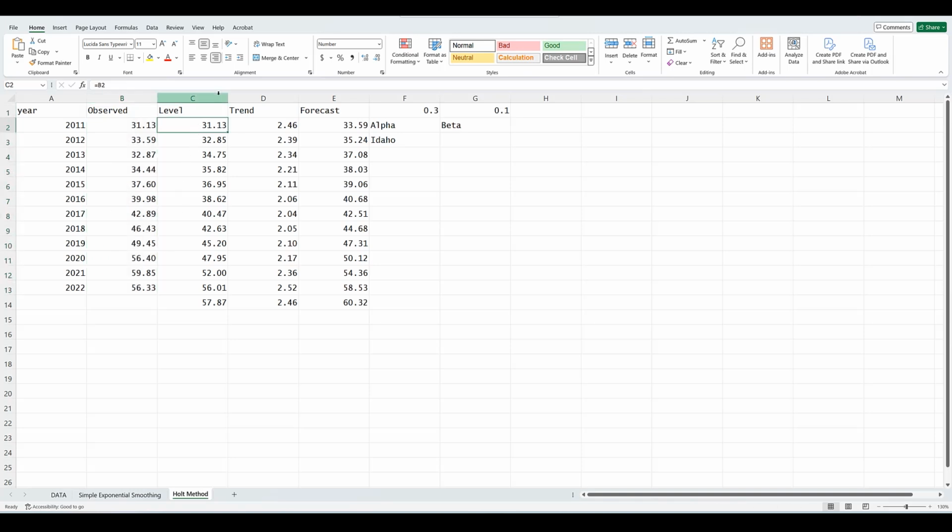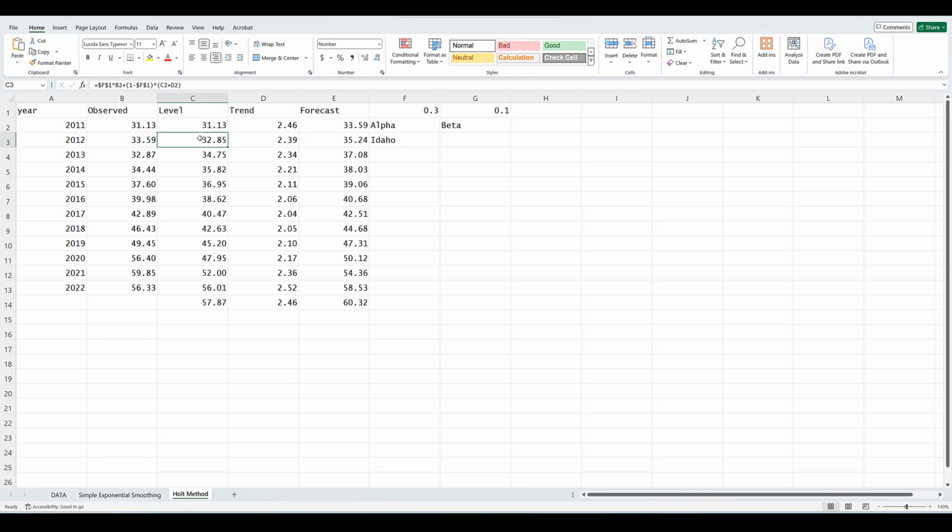Now, the level is simply the first observed value, and the first trend is simply the difference between the observed values of the first two time periods.